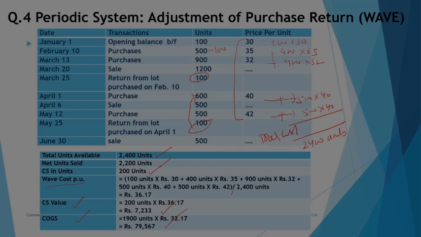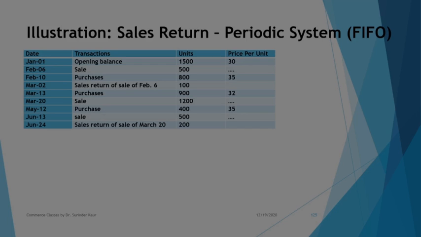Let us consider one more question, of sales return. Again, the system is the same. Whatever purchase or sale return is there, that must be deducted from the sales to find out the final balances. So even if this is our question, we'll compile it. Like your opening stock is the same, 1500 at 30, sale, purchase. Now sales return is from February 6th. So out of this sale, you have got 100 units being returned. So your sale is now 400 units.